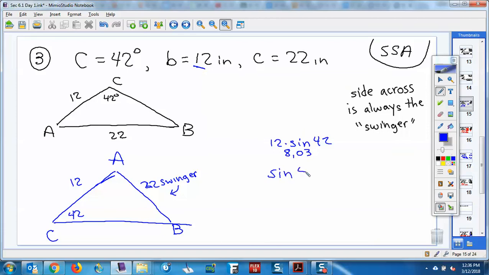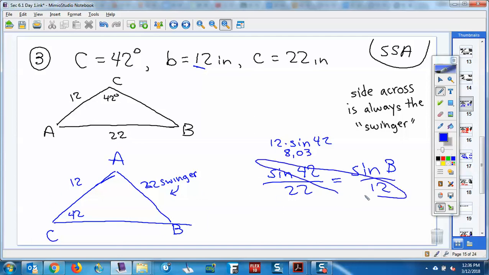Okay, so here we go. We're going to set it up. So now that we've got that preliminary work out of the way, we can set up sine of 42 over 22 equals sine of B over 12, because here's the B, right? That's what we don't know. And then we have the 12 here. So we're going to cross multiply. So sine 42 times 12 divided by 22. What do we get? Now remember, that's sine B that we get here.